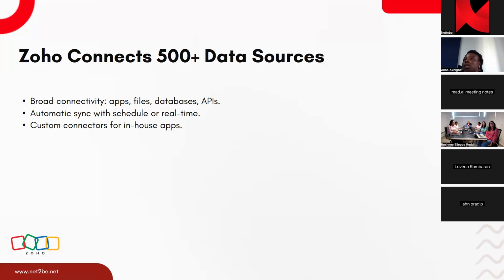Zoho connects up to 500 data sources. So you can have scenarios where your data is in CSV files, or in another application entirely. You can have your data in Shopify, or in Instagram. It's able to bring all those applications together and integrate them. You can also have it in the form of databases, APIs, and files. I'll briefly show you how that looks.